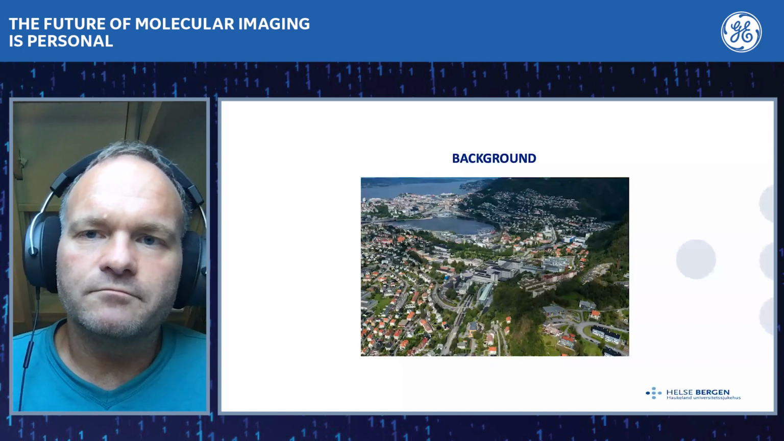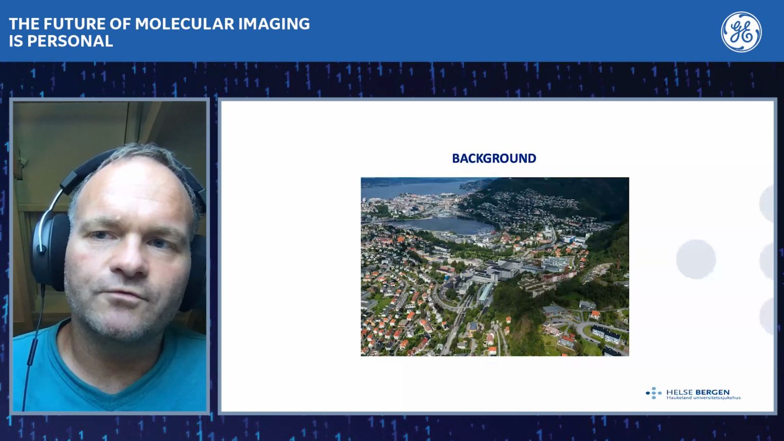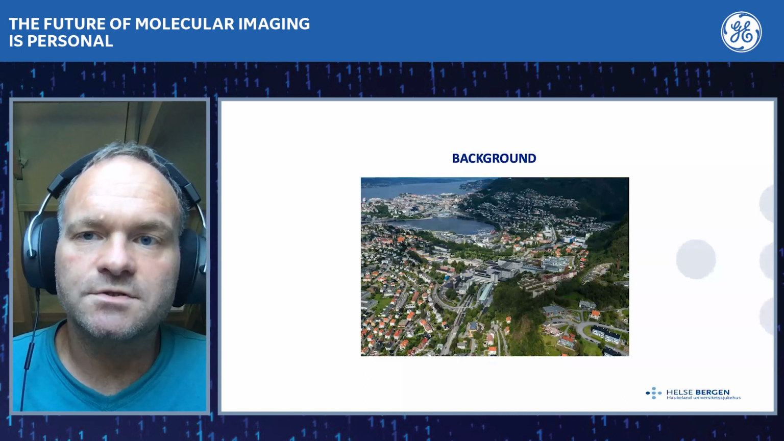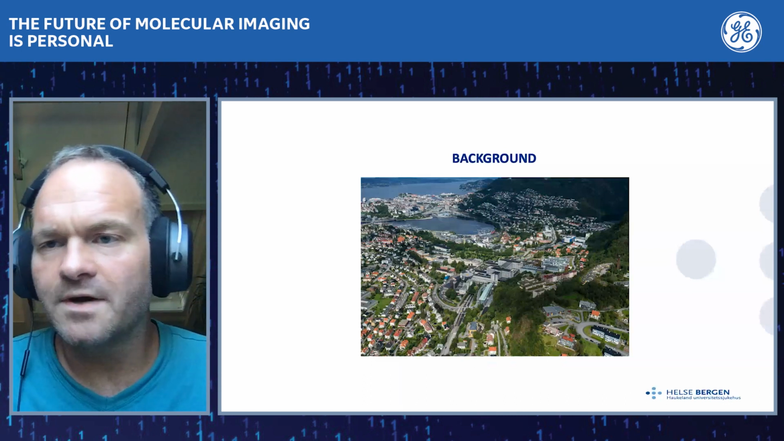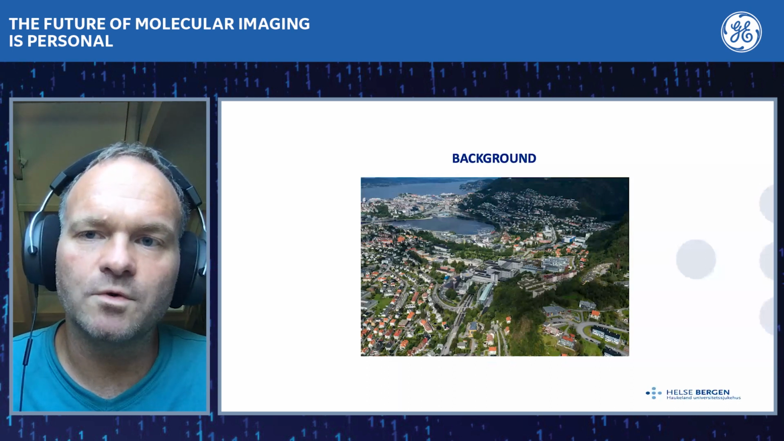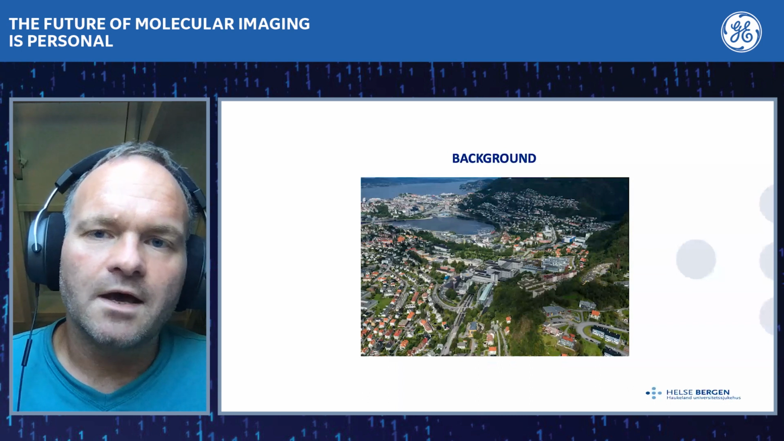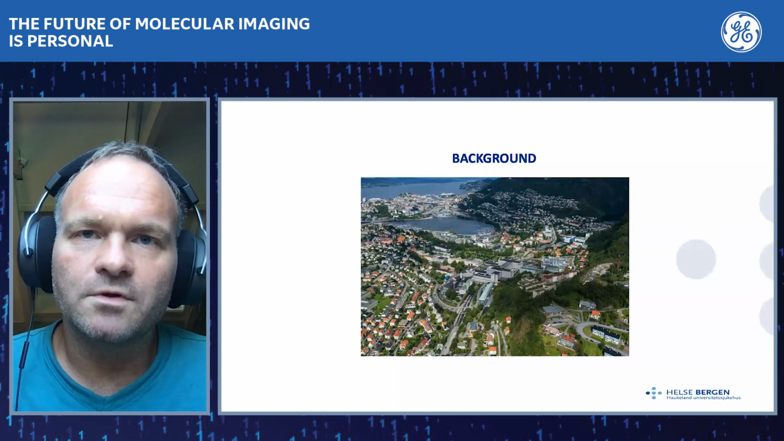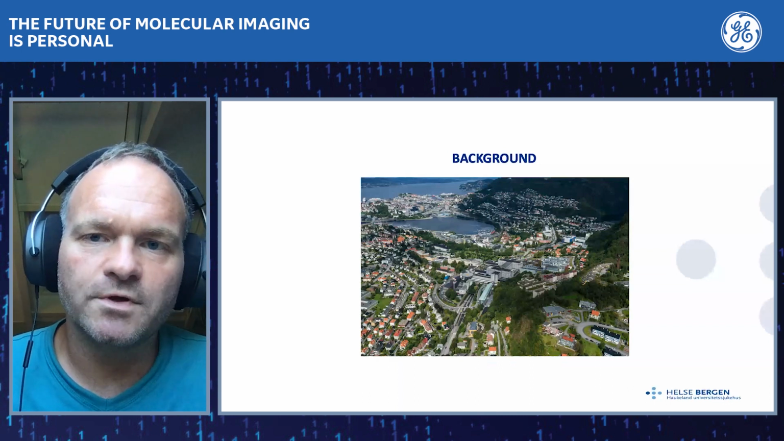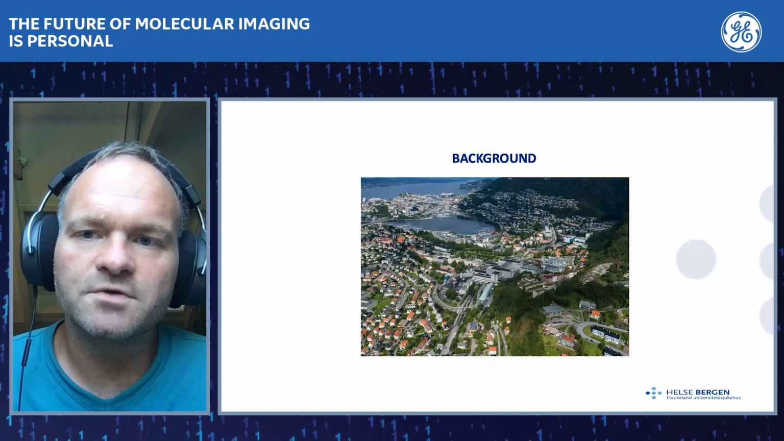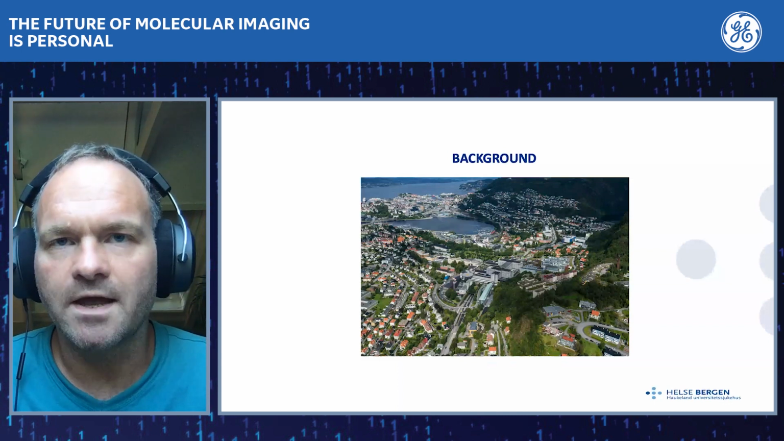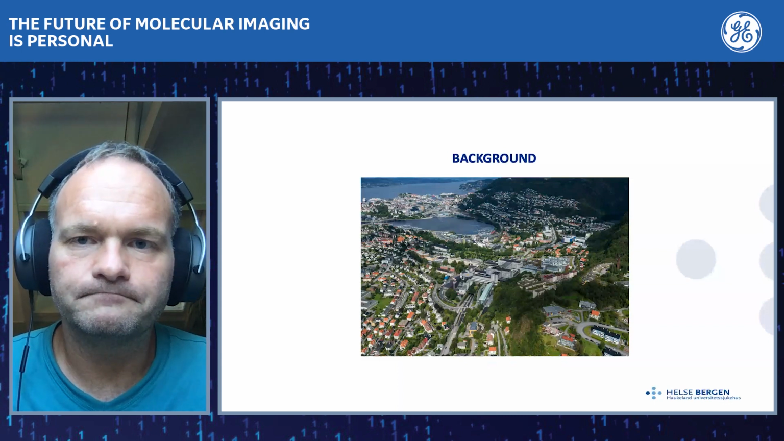Situated in Bergen, Western Norway, Haukeland University Hospital is the second largest hospital in Norway, with about 13,000 employees and roughly 1 million patient consultations per year. At the Nuclear Medicine Department, we do approximately 5,000 procedures per year, and this comprises all modalities and includes diagnostics and therapy.